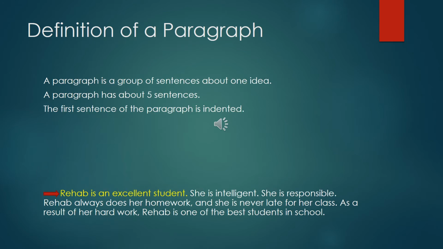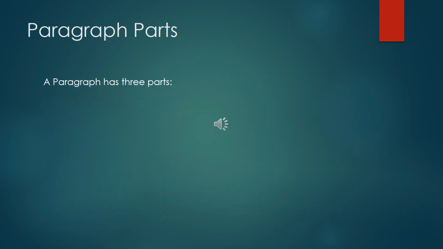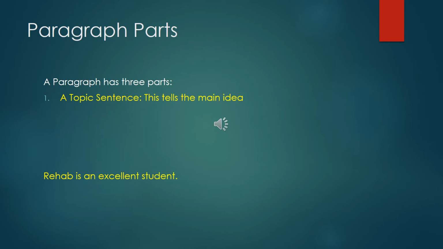Remember, the first sentence in a paragraph is indented. That means there is space before the first sentence. Dear students, a paragraph has 3 parts. The first part is topic sentence. This tells the main idea or what the paragraph is about. The topic sentence in our paragraph about Rehab is: Rehab is an excellent student. That sentence tells us what the rest of the paragraph is about.